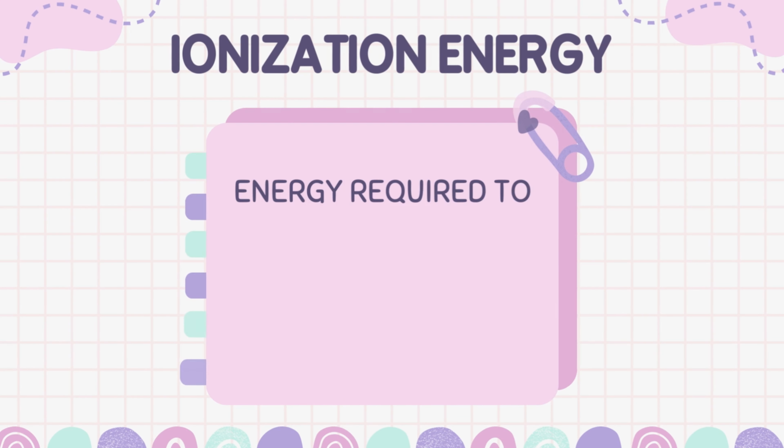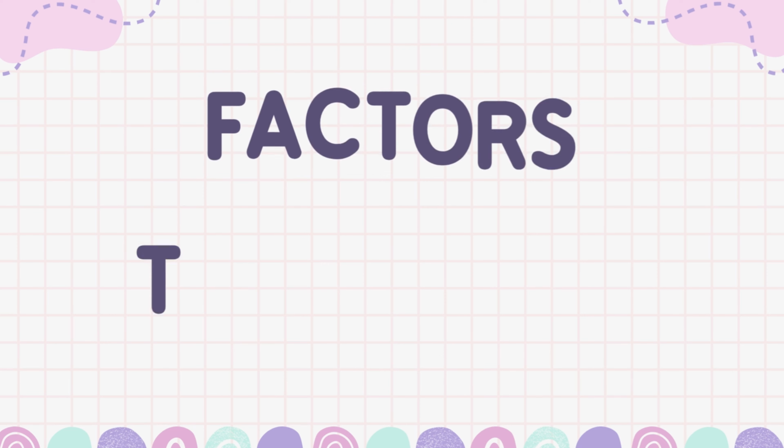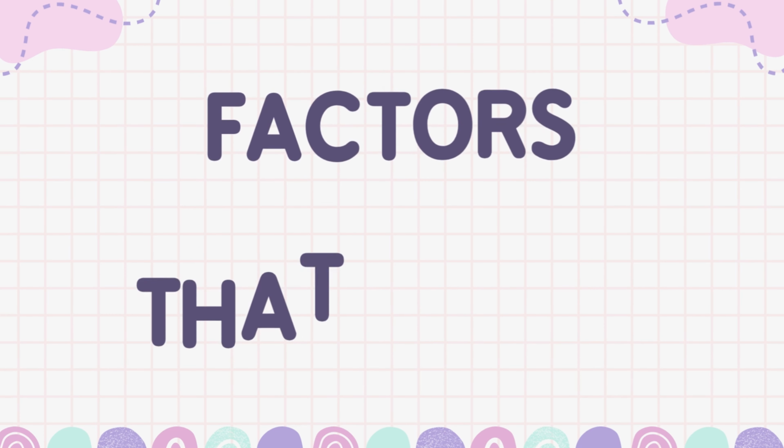Then we have the ionization energy. This is the amount of energy needed to pull an electron away from an atom in the gaseous state, or the tendency of an atom to give up electrons. A factor that affects ionization energy is electron shielding. This is the shielding of the valence electrons from the nucleus by the inner electrons.